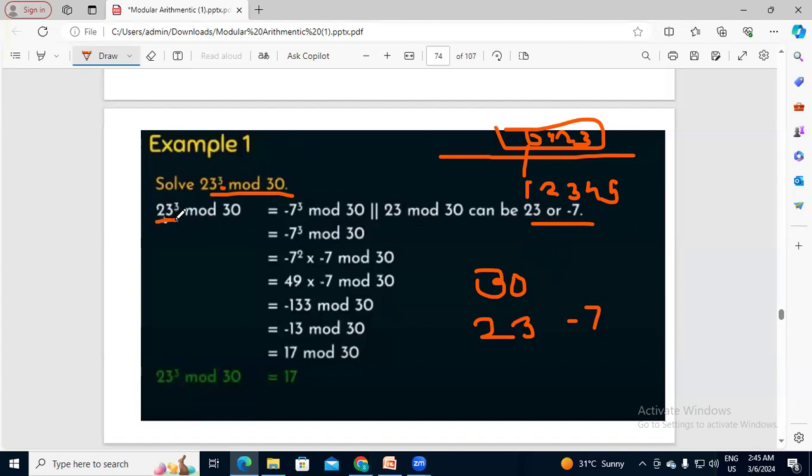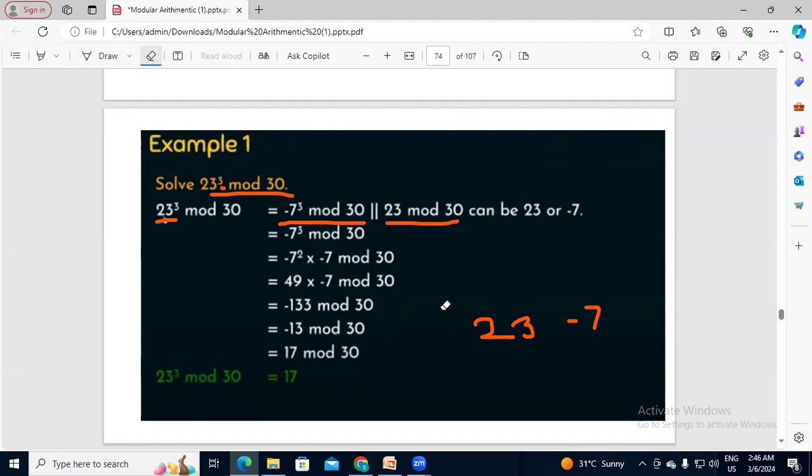So 23 can be 23 or 7. 23 mod 30 is again congruent to minus 7 mod 30. So we can have either 23 or minus 7. We can have minus 7 to the power 3 mod 30, or we can write 23 to the power 3 mod 30. So let's not go with the higher number. It's or, try to understand, it's or. So let's go with the smaller number first, minus 7 to the power 3 mod 30.